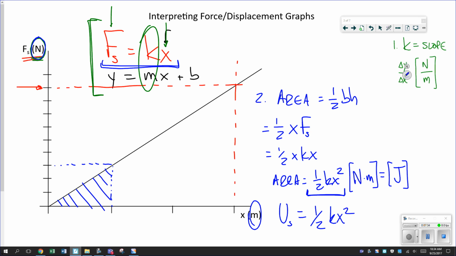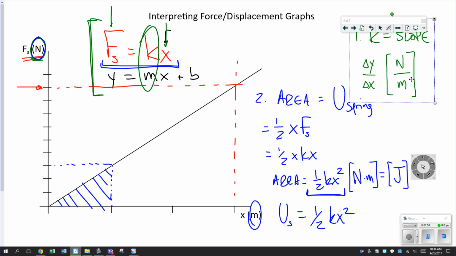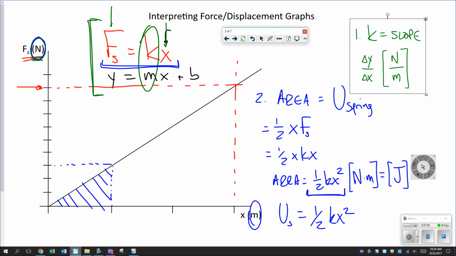All right, so not only is area 1/2 base times height, well, sure, the big deal is that area is U spring. So we've got two different quantities we can identify through some mathematical operations, assuming there are actual numbers on here. If these are given values and the x coordinates are given values, we could actually calculate the spring constant. We could actually calculate how much energy the spring stores.